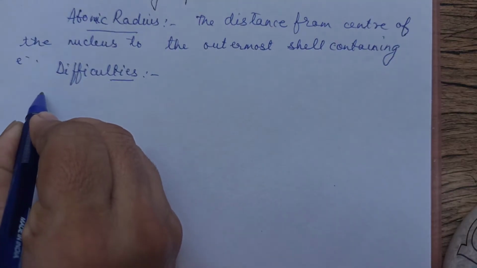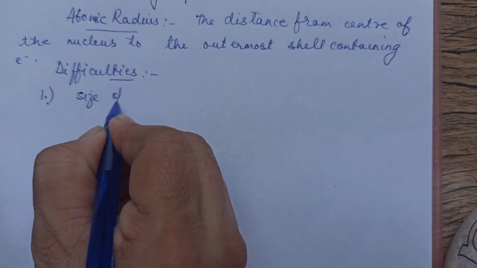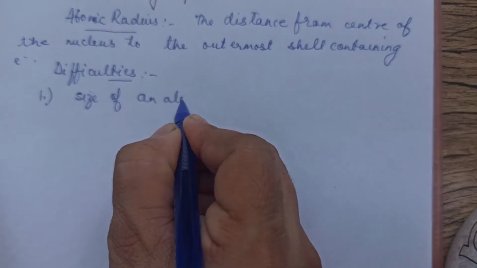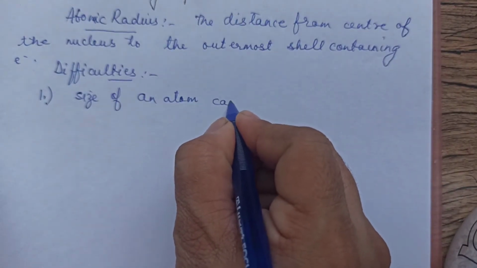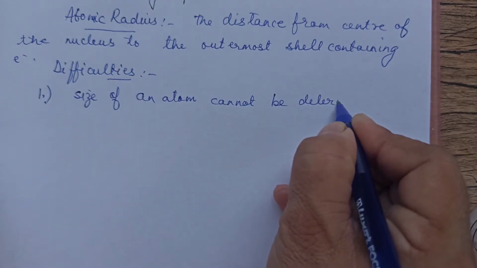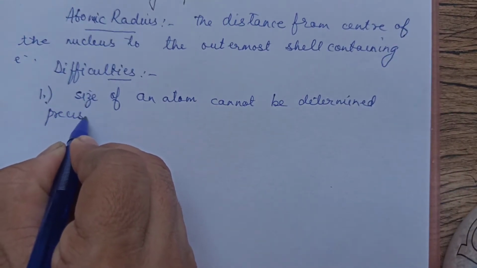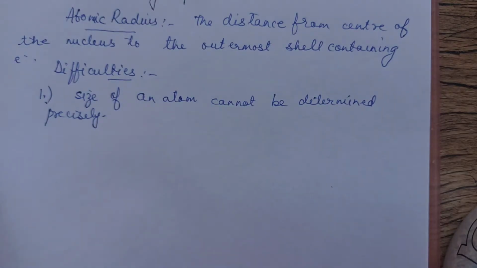The first one: we know that the size of an atom cannot be determined precisely. Why can we not? We know the position is not fixed. It doesn't have a proper electron cloud or a proper boundary, so we cannot find the position of the electron accurately. So obviously the radius also we will not be able to calculate.